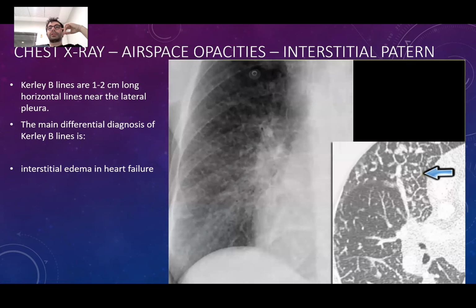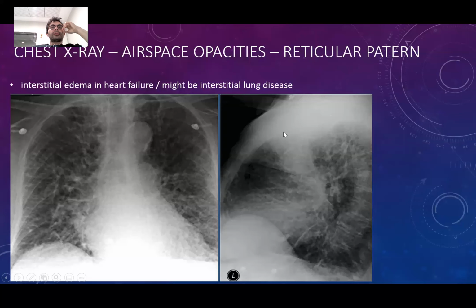On CT scan, it looks like this. On CT scan, you will see the lines which are between the lobules of the lungs. So when you look at the CT scan, you can understand it a little bit better, in my opinion. And this is a typical case of interstitial edema in a heart failure case. Nevertheless, I'm trying to give you a general idea of the things. So always consider that this appearance can very well be an interstitial lung disease as well.